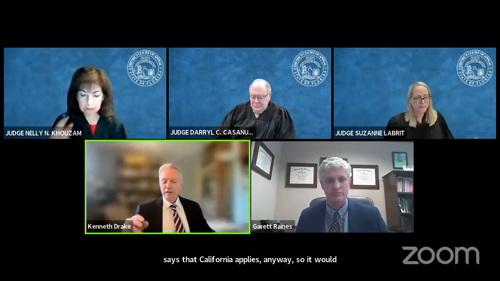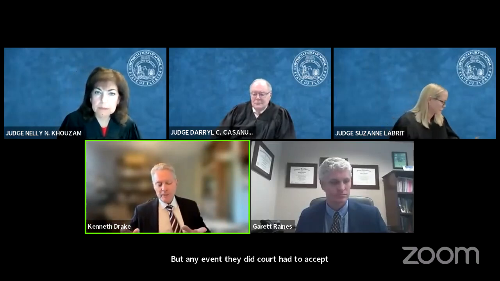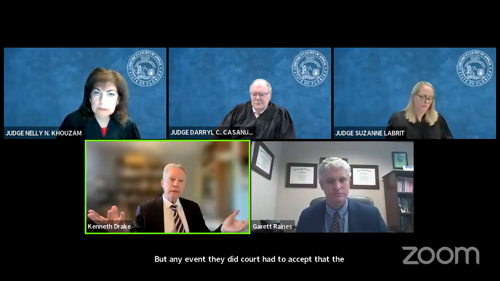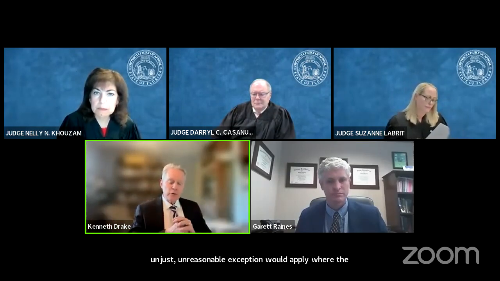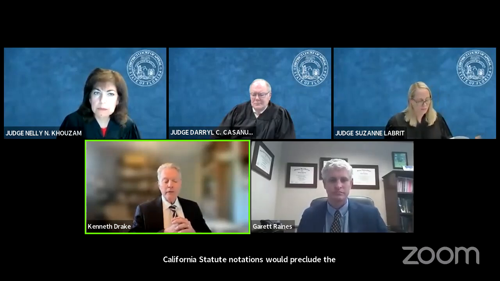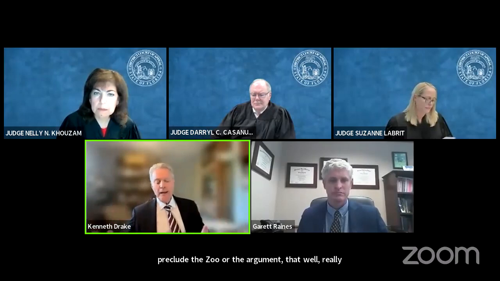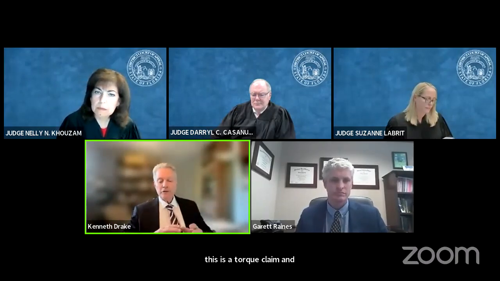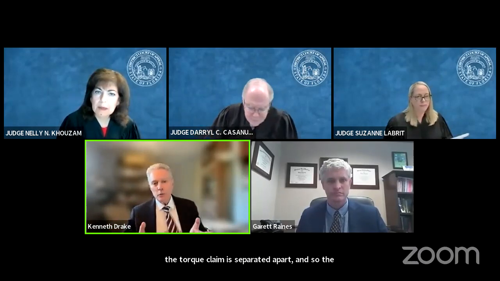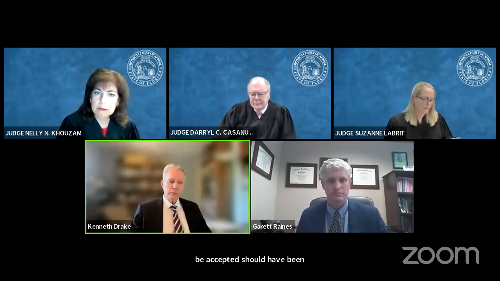But in any event, the court had to accept that the unjust and unreasonable exception would apply where the law is unfavorable to Catlin, because maybe the California statute of limitations would preclude the suit, or the argument that, well, really, this is a tort claim, and so it doesn't arise out of the agreement, and therefore the tort claim is separate and apart, and so the agreement doesn't apply. And neither of those reasons should have been accepted by the trial court, and certainly shouldn't be accepted by this court.